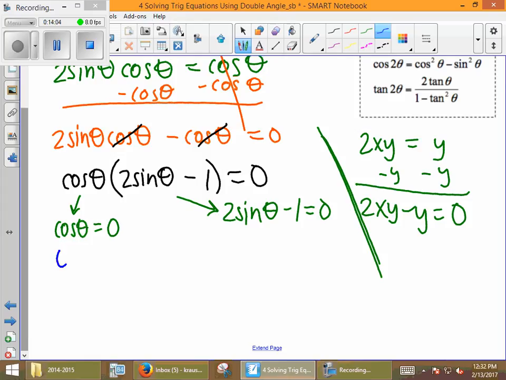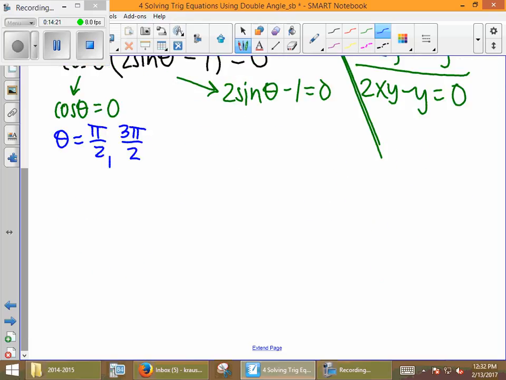So for this first one, at what angles does cosine equal 0? So we're pi over 2 and 3 pi over 2. Are those 2 angles going to make the same line? Yes. So you keep the smaller one plus pi k.